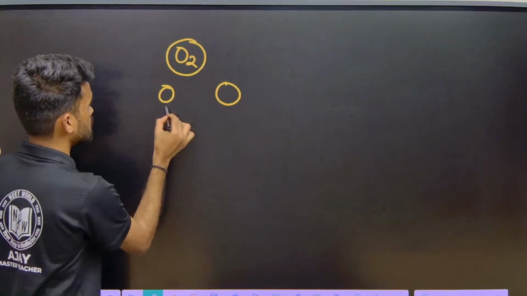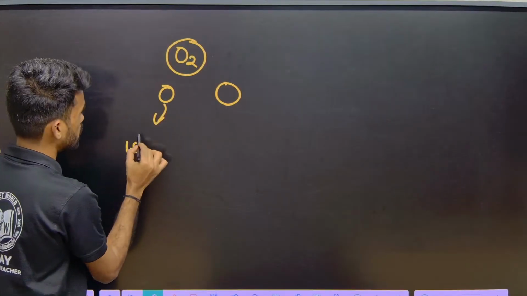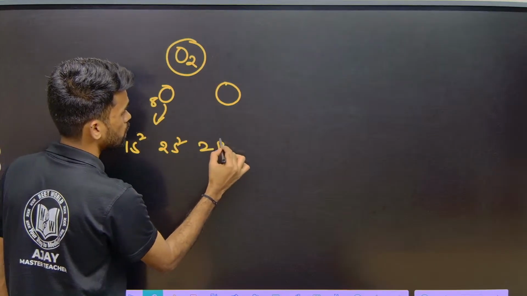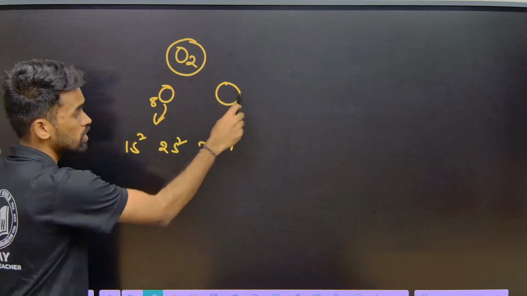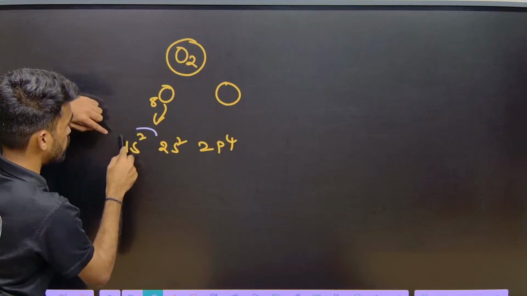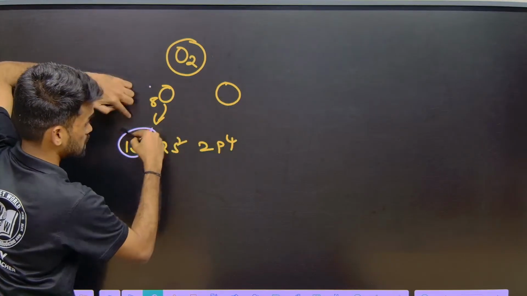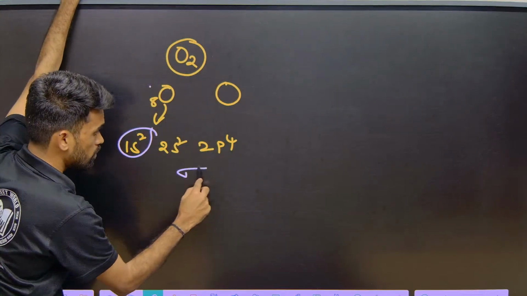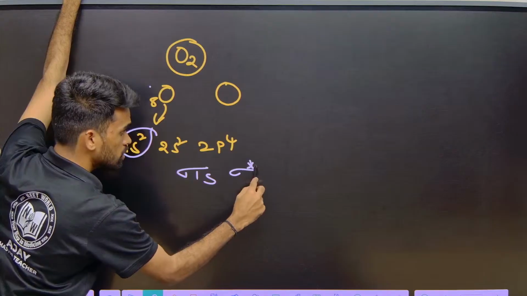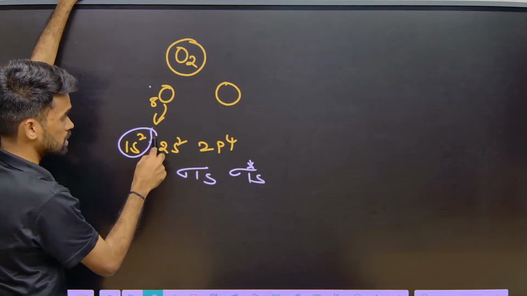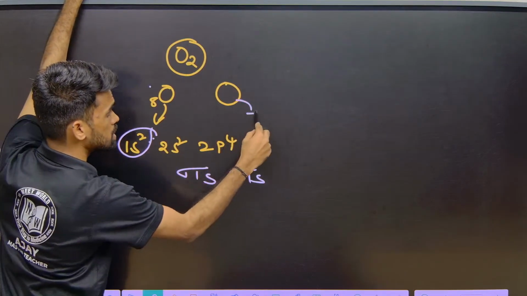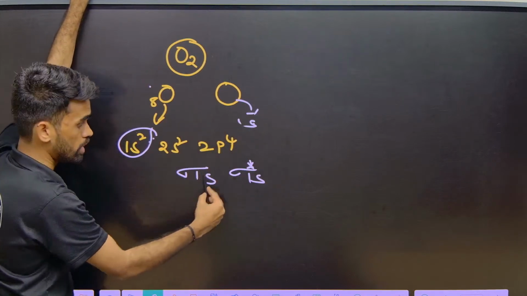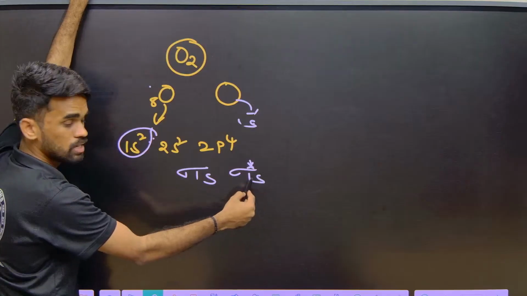Okay, what is the electronic configuration for this? 1s2, 2s2, and since the atomic number is 8, 2s2, 2p4. Now listen carefully. Both of them have the same electronic configuration. So the 1s of this atom and the 1s of that atom will overlap to form sigma 1s and sigma star 1s. So we will be getting two orbitals, one bonding and another anti-bonding. Is that clear?